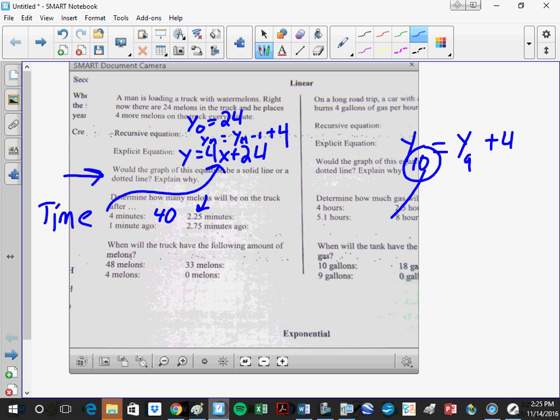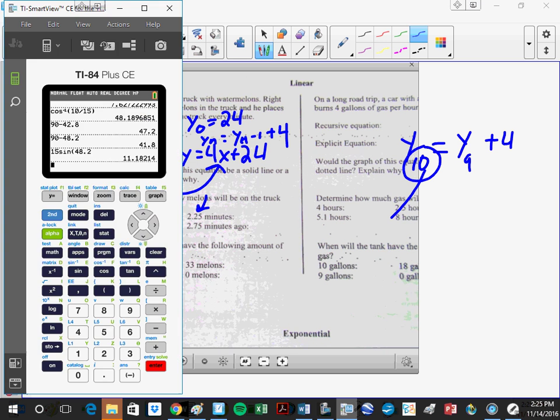2.25 minutes. That you cannot plug into the recursive formula. There's no way to get that using the recursive formula. The recursive formulas do not allow you to break up the inputs into fractions. It just doesn't exist. The recursive formula will jump straight from 2 minutes to 3 minutes, nothing in between. So you can plug in 2.25. 4 times 2.25 plus 24 would be 33 melons.